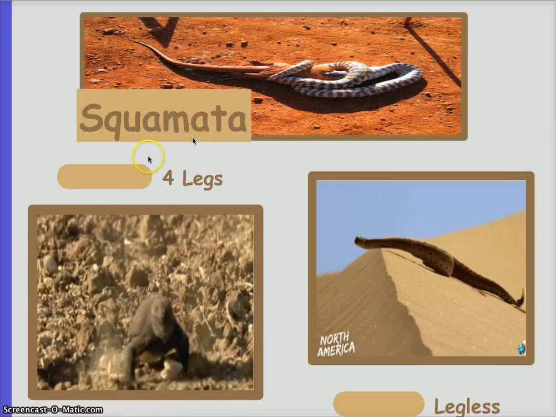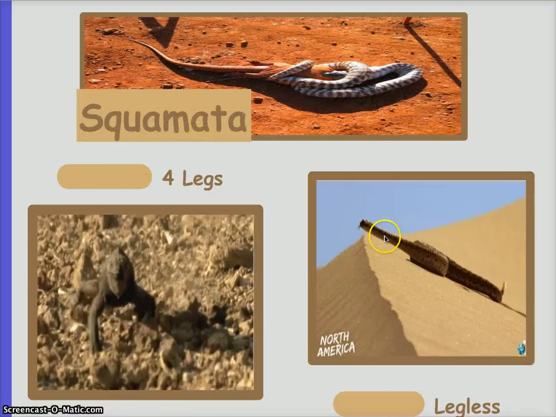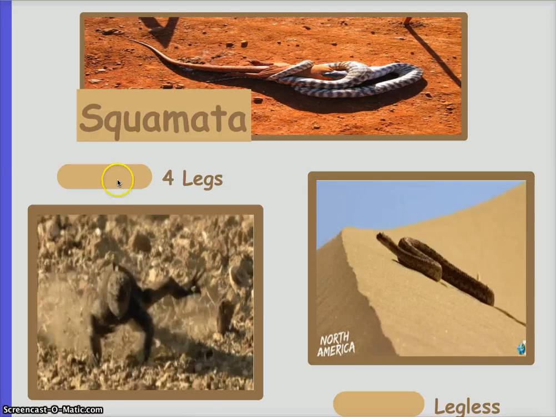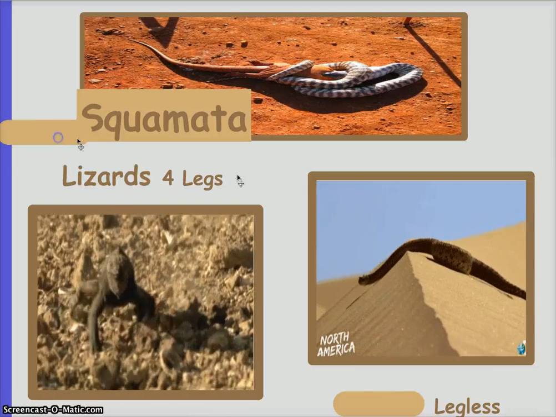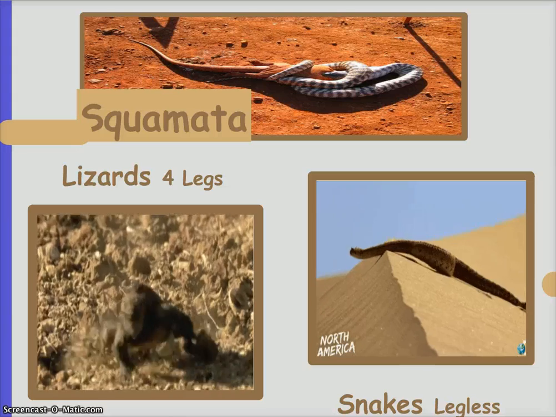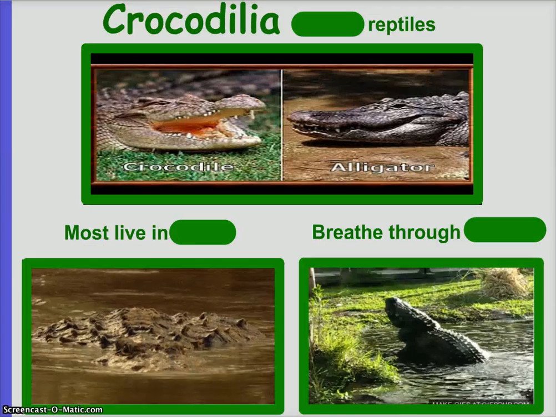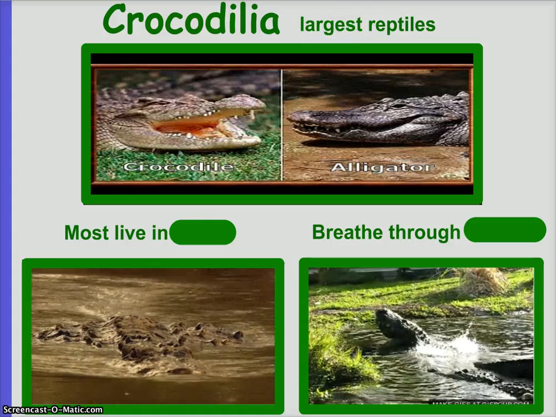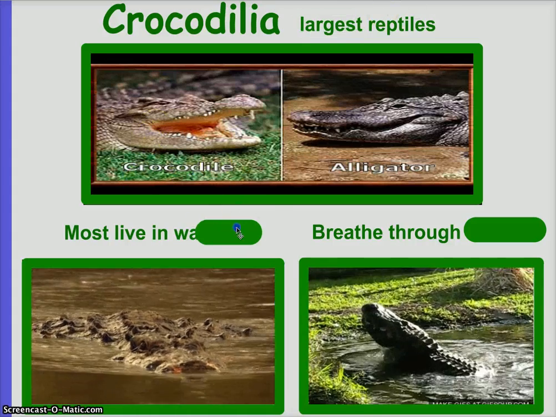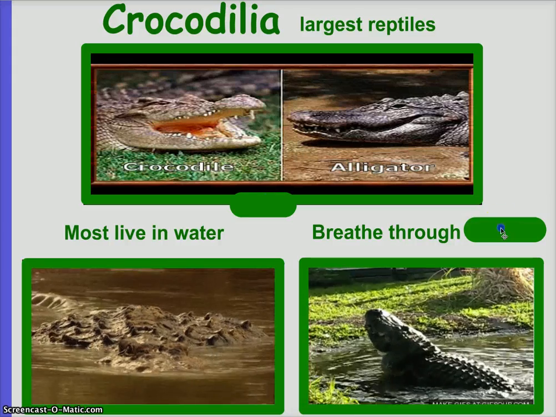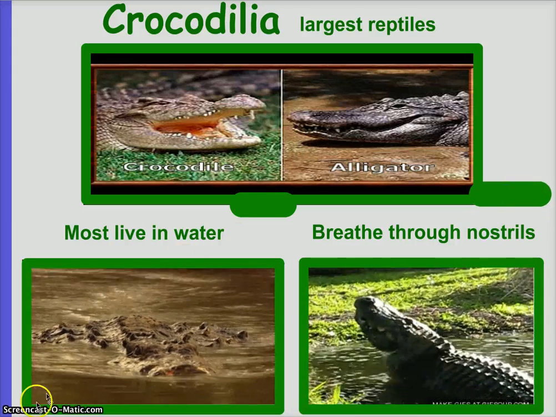Go back. Squamata. It involves two types of organisms. What are they? Snakes and lizards. Lizards have legs. Snakes would be my legless group. And then we've got Crocodilia, which are the largest reptiles. They live mostly in the water, and they breathe through their nostrils for the start of the respiratory system.